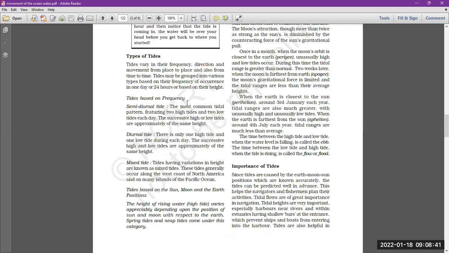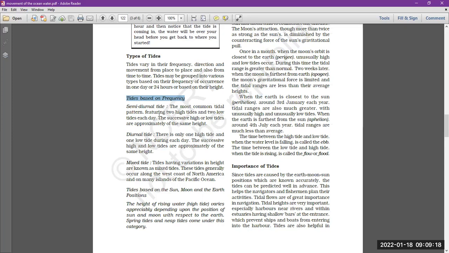तो बहुत सारे वेज हैं जिसके अकॉर्डिंग हमने किया. The first, on the basis of frequencies, the tides are classified into three types. The first one is semi-diurnal, the second one is diurnal, and the third one is mixed tide. So on the basis of frequency, tides are classified into three: semi-diurnal, diurnal, and mixed tides.